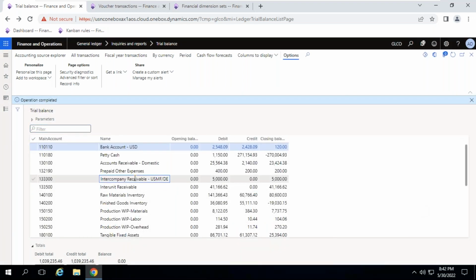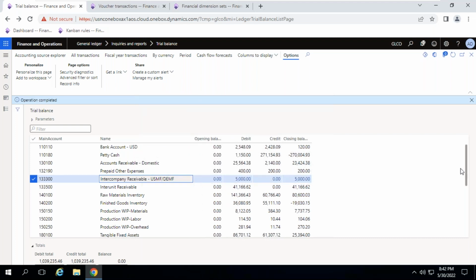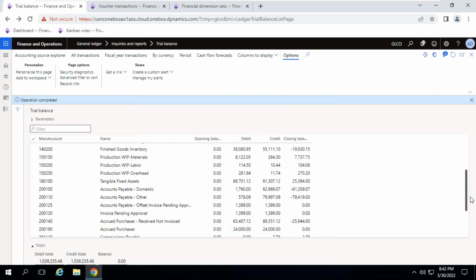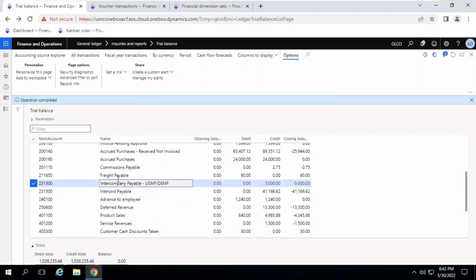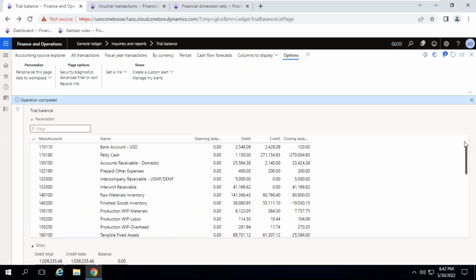Look at this one. Intercompany payable, 5,000. Okay, this is payable. This is receivable. Elimination we'll see tomorrow. I will explain elimination tomorrow. I'm stopping here for today.